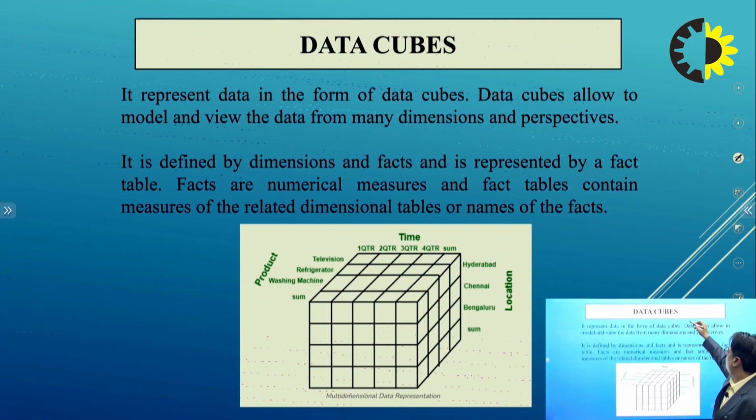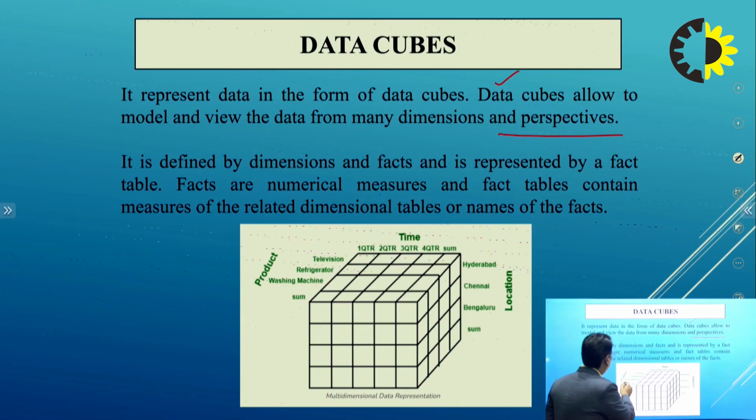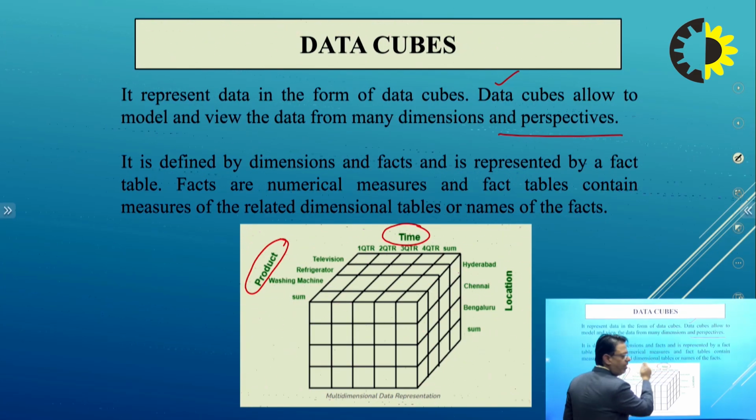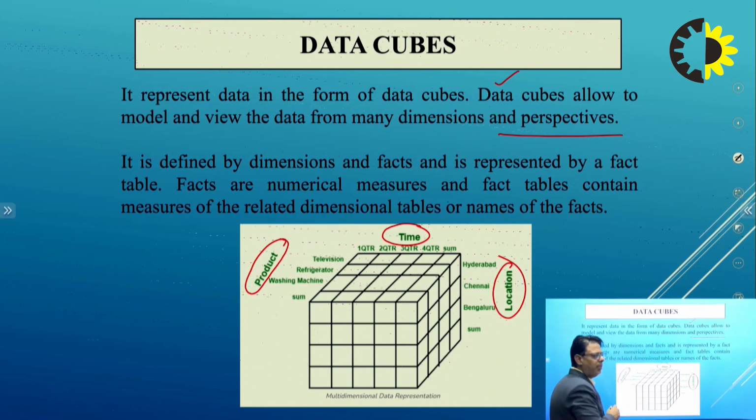First multidimensional model is data cubes. It represents data in the form of data cubes. A data cube basically allows us to view the data from many dimensions and perspectives. This is the architecture of data cubes. Now we explain the architecture. One attribute is product, second attribute is time, third attribute is locations, meaning multiple dimensions are used in the databases.